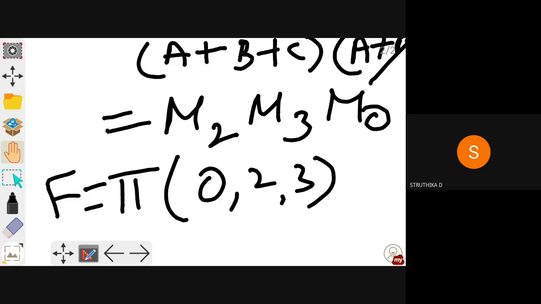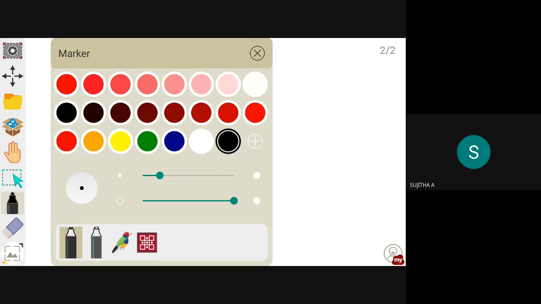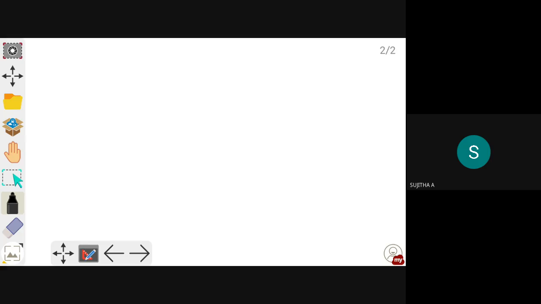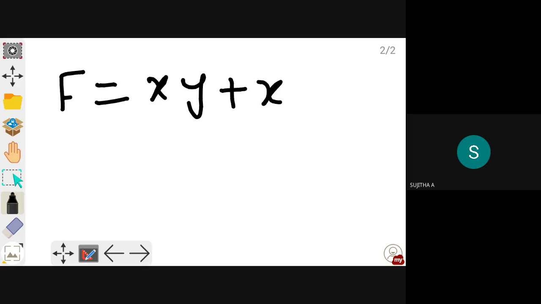Is it clear how to obtain sum of minterms or product of max terms using any simplified function? Yes, ma'am. So you take another example. f is equal to xy plus x dash z. So you are going to obtain the product of max terms expression for this simplified boolean function.